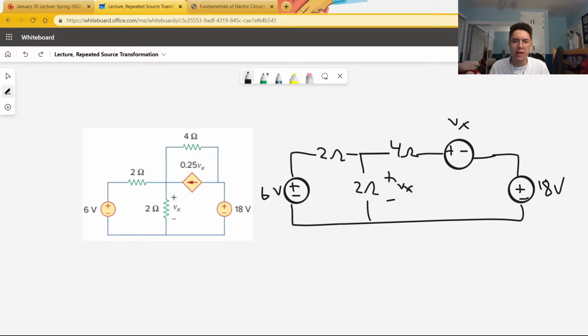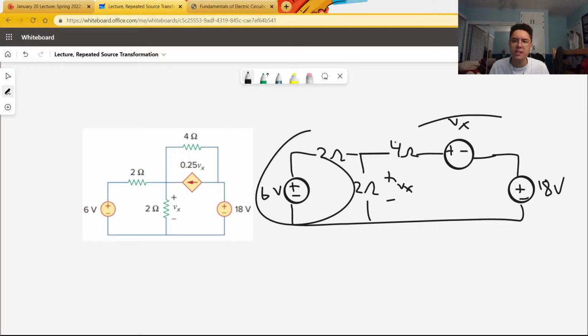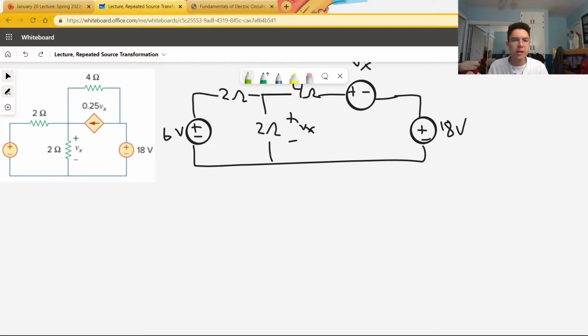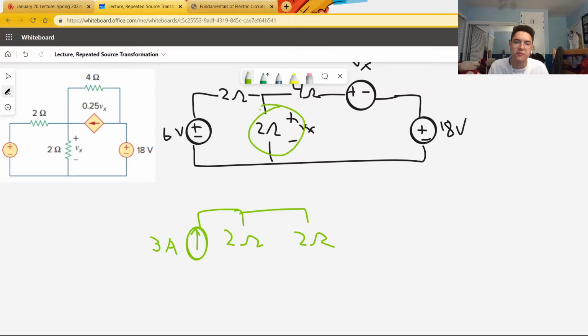This circuit would still require mesh analysis, so I'm going to try and continue to convert it so that either everything is parallel or everything is in series. In fact, I'm going to do it both ways. To make everything parallel, I'll begin by source transforming the 6 volts and 2 ohms. 6 volts divided by 2 ohms, V over R, equals 3 amps. So we should have a 3 amp current source and a 2 ohm resistor that is parallel with it. And it looks like we have this other 2 ohm resistor from here that's also parallel.